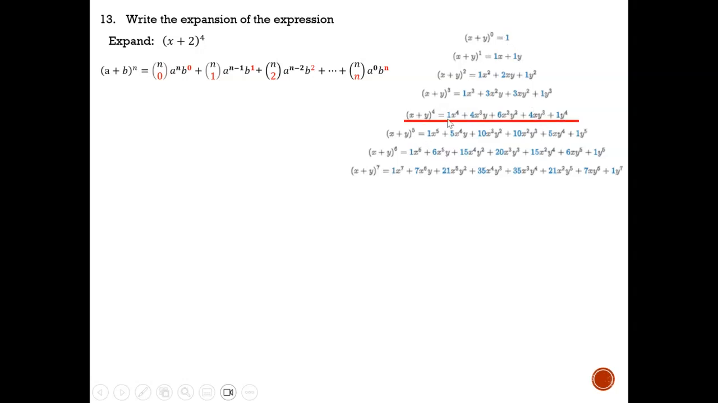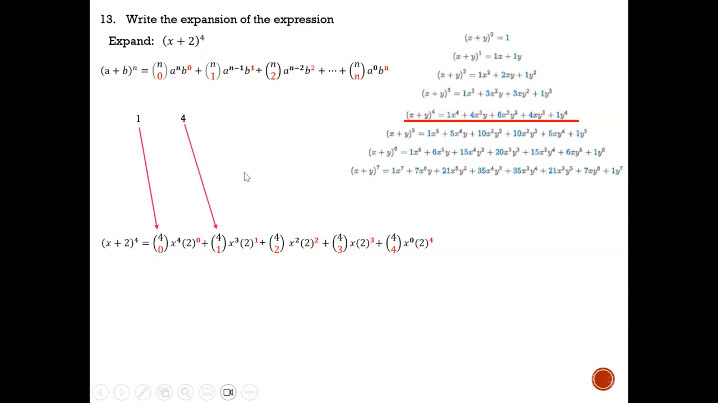Let me show you what it means. So this is what we're looking for, the power of 4. If we notice, guys, it's going to be 1, 4, 6, 4, and 1. That means that 4 combination 0 will give us 1. 4 combination 1 will give us 4. 4 combination 2 will give us 6. And 4 combination 3 will give us 4. And 4 combination 4 will give us 1.